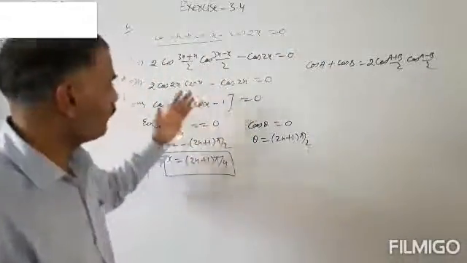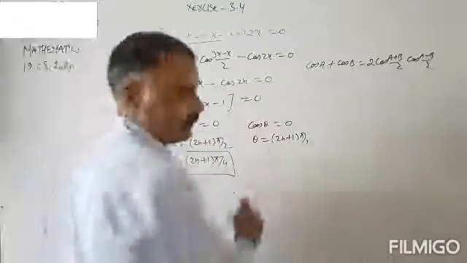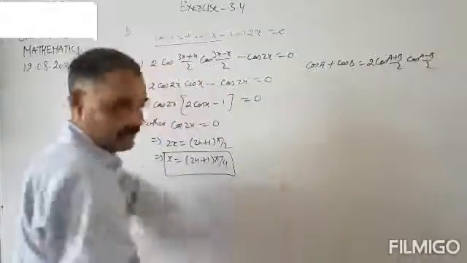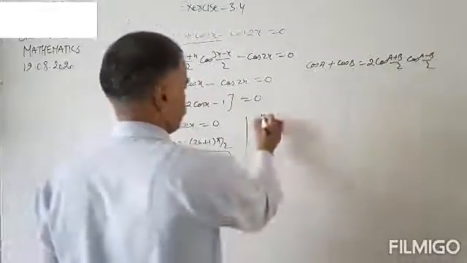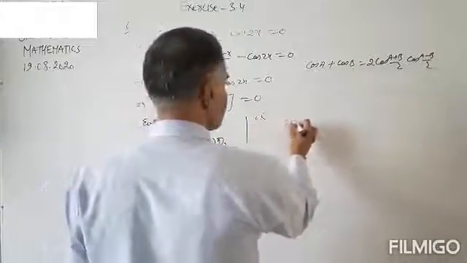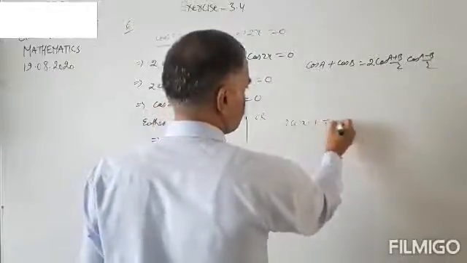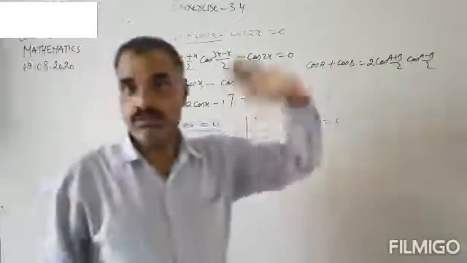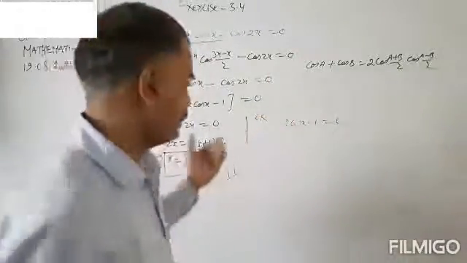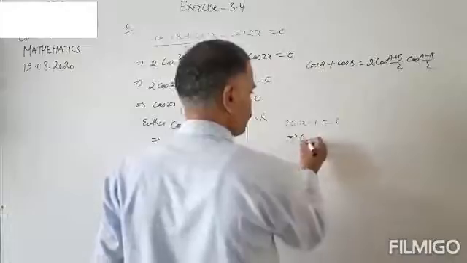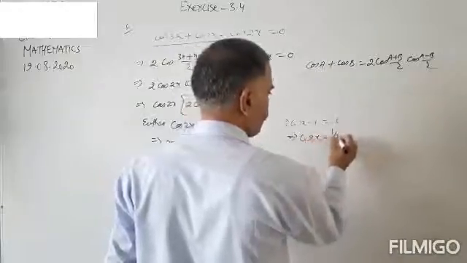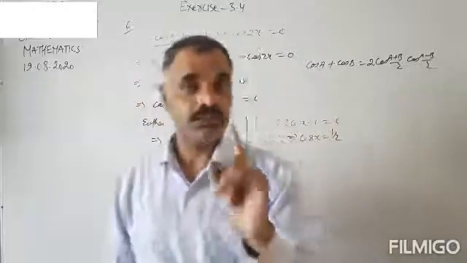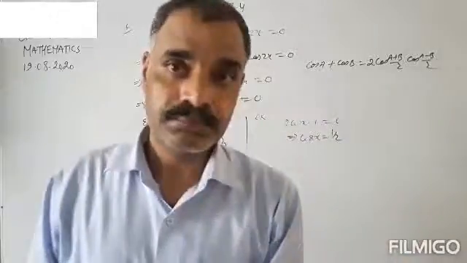Now the second term may also equal 0, that is, 2 cos x minus 1 equals 0. Now we have to solve this. This implies that cos x equals 1 by 2. And cos x equals 1 by 2 at which angle?